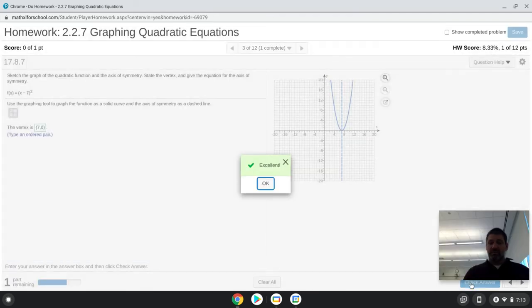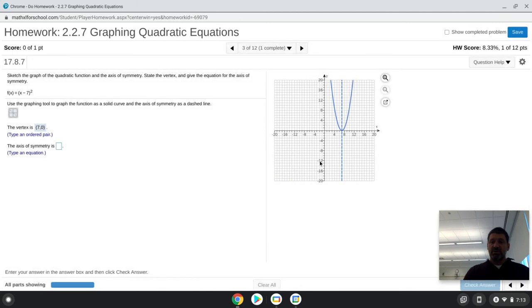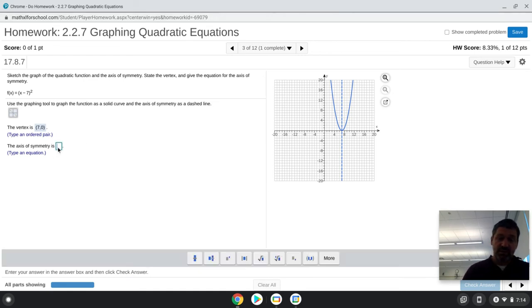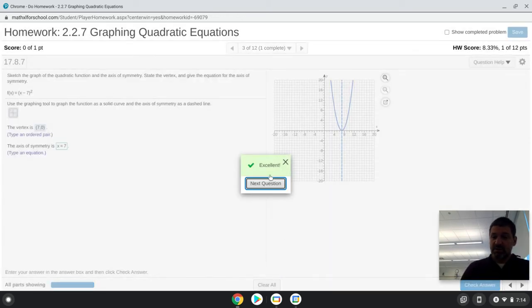Then, what is the equation for this axis of symmetry here? That's at x equals 7, and it goes directly up, so the equation would be x equals 7. All right, so we're good with that one.